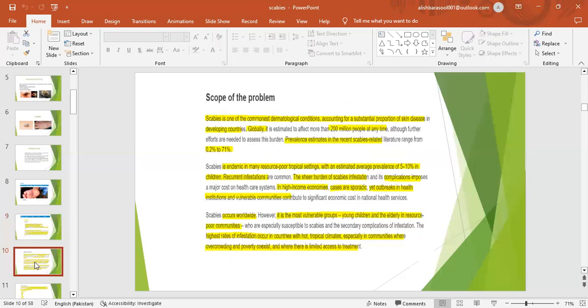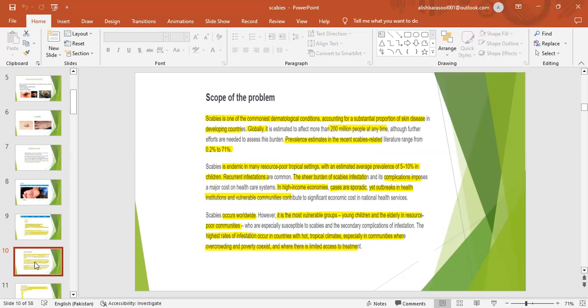Scope of the problem: scabies is one of the commonest dermatological conditions, accounting for a substantial proportion of skin disease in developing countries. Globally, it is estimated to affect more than 200 million people at any time. Prevalence estimates in the recent scabies-related literature range from 0.2% to 71%. Scabies is endemic in many resource-poor tropical settings with an estimated average prevalence of 5 to 10% in children.